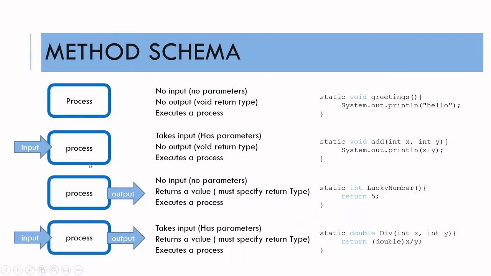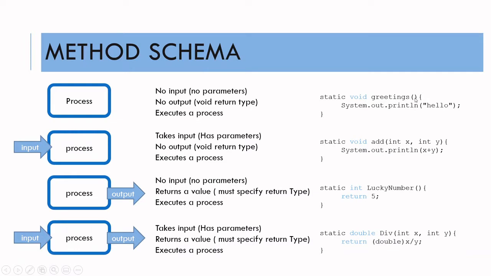Okay. Now, here are 4 possible types of schemes for a method. The first one, a method that has no inputs, it takes no inputs from the users, and it does not produce any output, but it executes a certain process. For example, here is a method called greetings. This method called greetings does not return anything, and that's why the return type is going to be void. So if the method has no return value, the type of that will be void. And in parentheses, we don't put any parameters. Therefore, we say that it doesn't take any inputs.